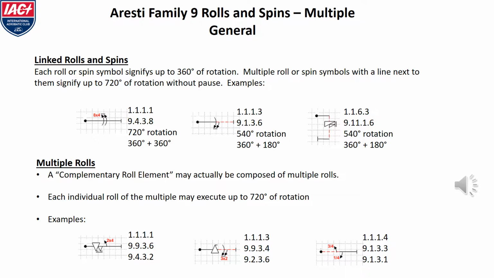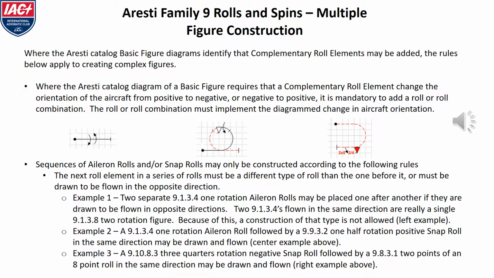A complementary roll element may actually be composed of multiple rolls. Each individual roll of the multiple or roll combination may execute up to 720 degrees of rotation. You see 3 examples at the bottom of your picture. Aresti family 9 rolls and spins are added to basic figures to create complex, finished, and flyable figures. This is done according to the rules described here.